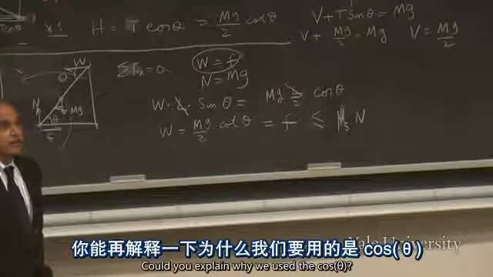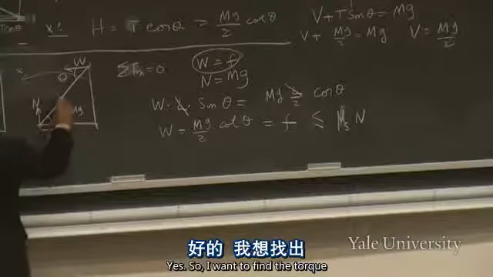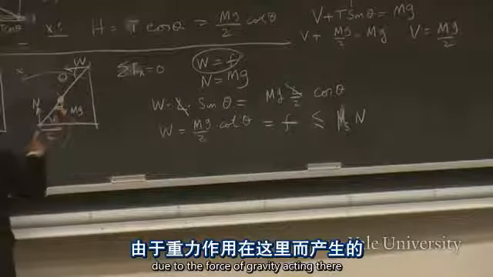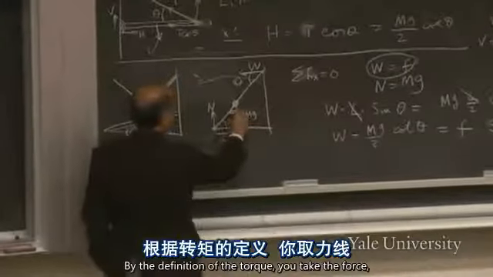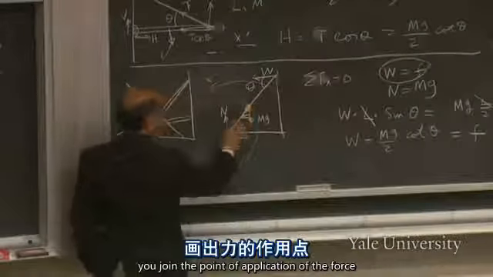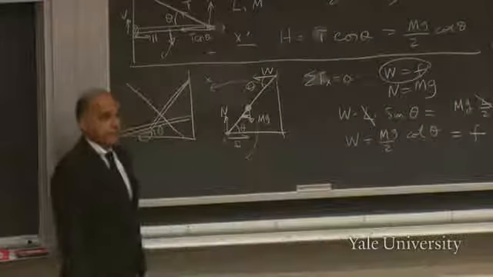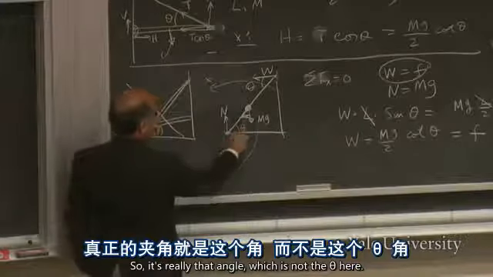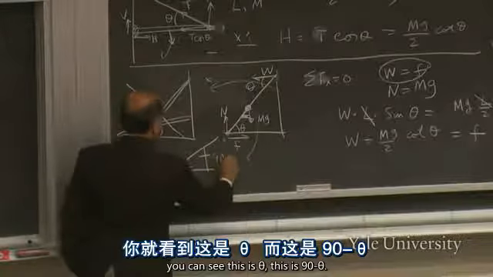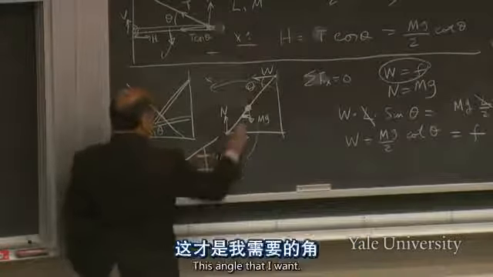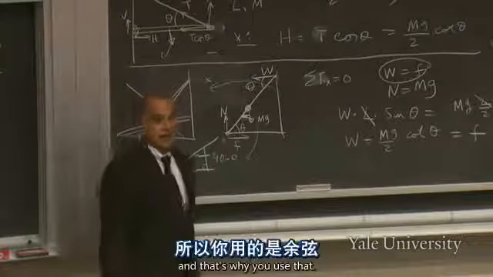Yep? Could you explain why we use the cosine theta? Yes. So I want to find the torque due to the force of gravity acting there with respect to this point. By the definition of the torque, you take the force, you join the point of application of the force to the point around which you're doing the torque, and take the angle between those two lines. So it's really that angle, which is not the theta here. But if I draw the picture here, you can see this is theta, this is 90 minus theta, this angle that I want. But then sine of 90 minus theta is cosine theta. And that's why you use that.